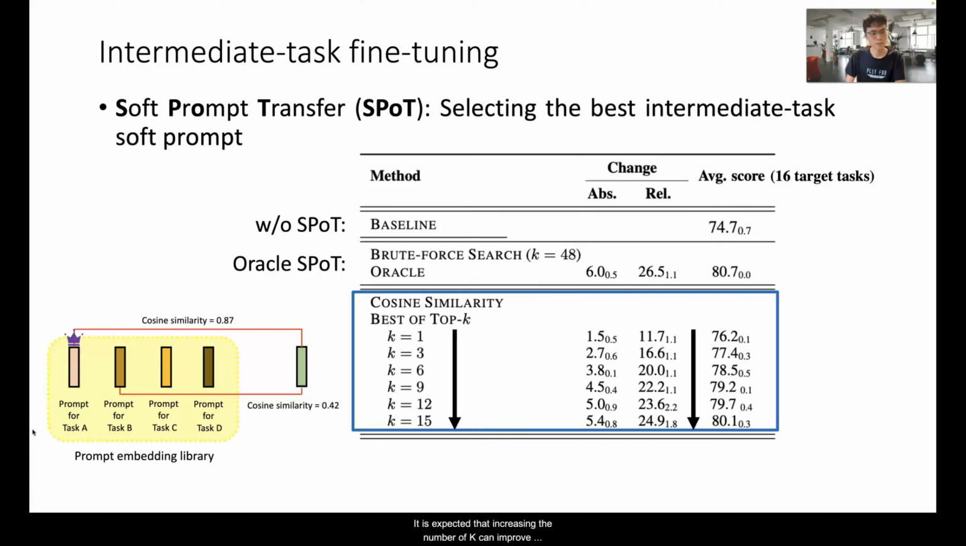It is expected that increasing the number of k can improve the subprompt transfer performance, since the more intermediate tasks we choose, the more possible that the best task can be chosen. But the subprompt transfer is still useful even when we select the intermediate task whose prompt embedding cosine similarity is highest with the target task, which is the case when k is 1. So this again verifies the usefulness of intermediate task fine-tuning.